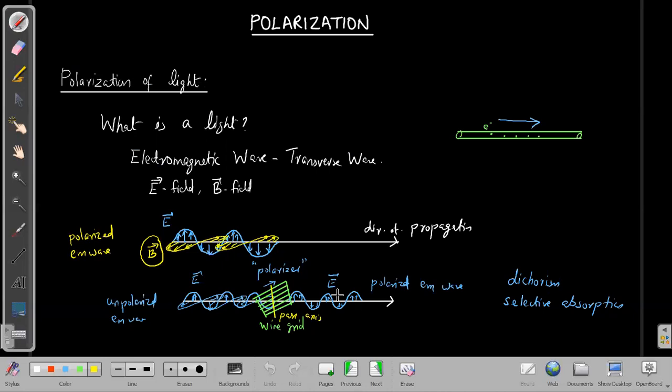If the electric fields are oscillating in all possible directions in an electromagnetic wave, then that electromagnetic wave is called unpolarized. And if you can fix the direction of oscillation of the electric field along one direction, then it is called a polarized electromagnetic wave. We can do that with the help of a polarizer, and there are different types of polarizers. One type that we have discussed is the wire grid, which absorbs the energy of the electric field by using free electrons inside the conductor.